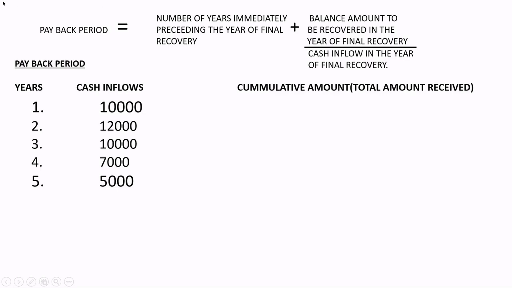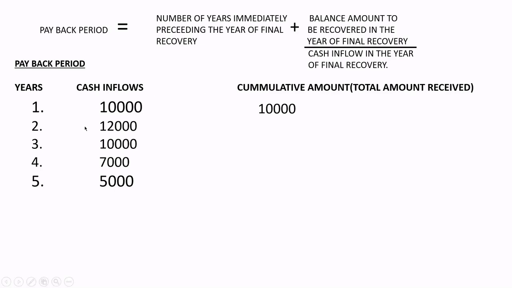To use this formula, first of all we will calculate the cumulative amount. What is the cumulative amount? The cumulative amount means the total amount received. In the first year I have received 10,000 rupees. So my cumulative amount would be 10,000 rupees, because I haven't received anything before the first year. I'm receiving 10,000 rupees as my first payment, so I write 10,000 rupees as my cumulative amount.